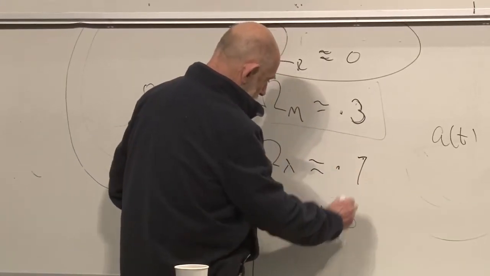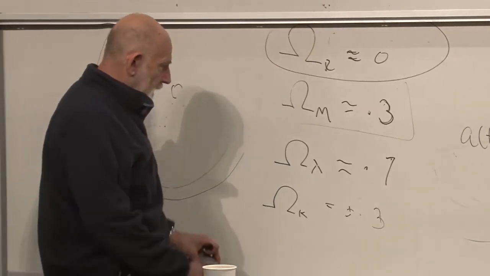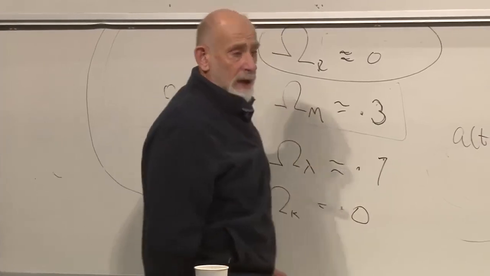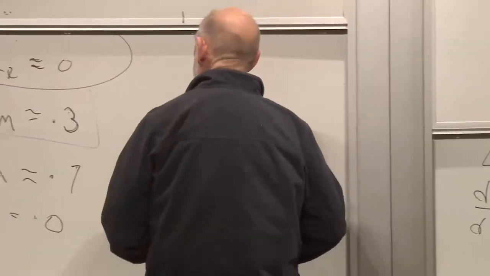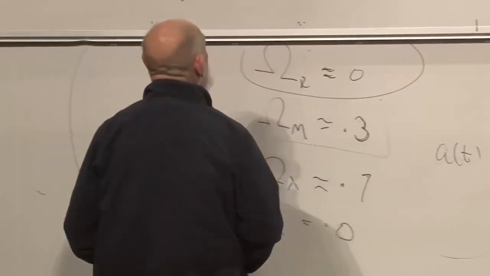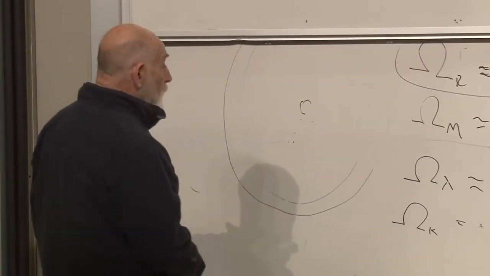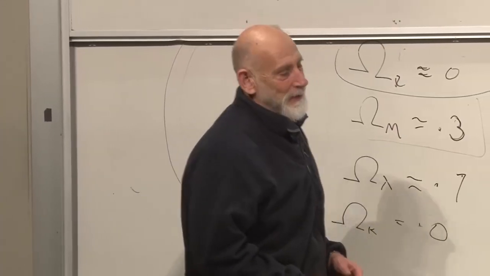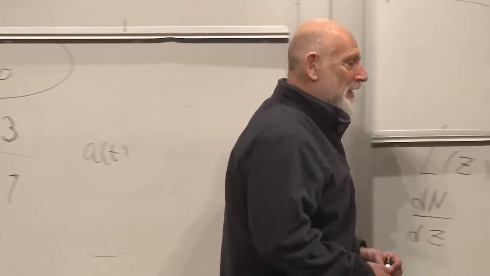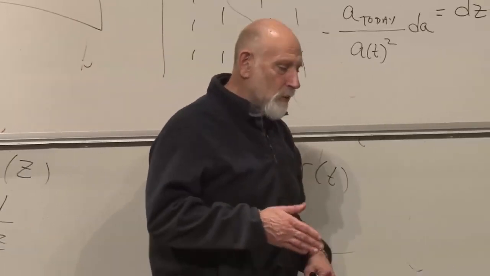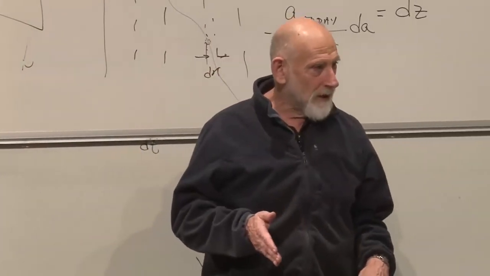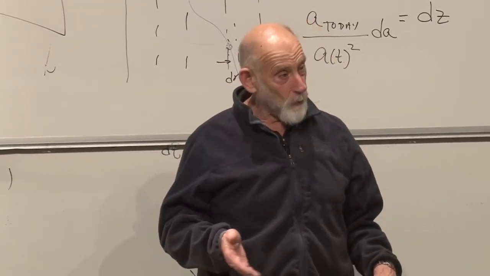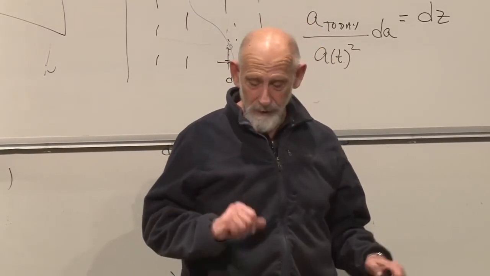And omega k? Well, we don't know that. When I said we don't know that, I mean we know that it's 0 to within about 1%. The next round of experiments might discover that it's not 0, that it might be 1%, either plus or minus. That won't change much.